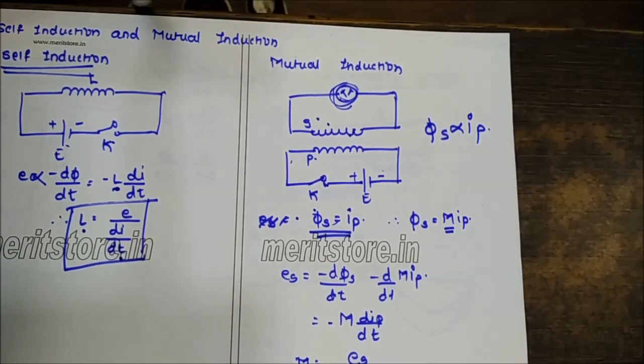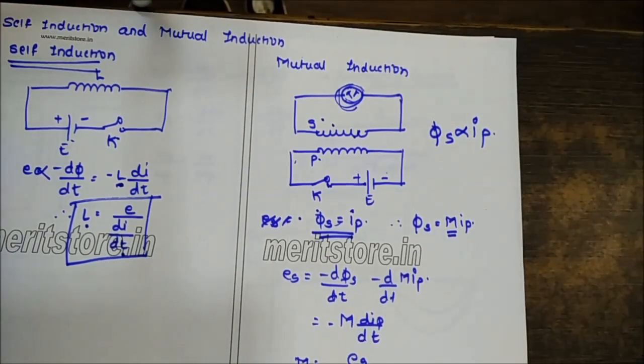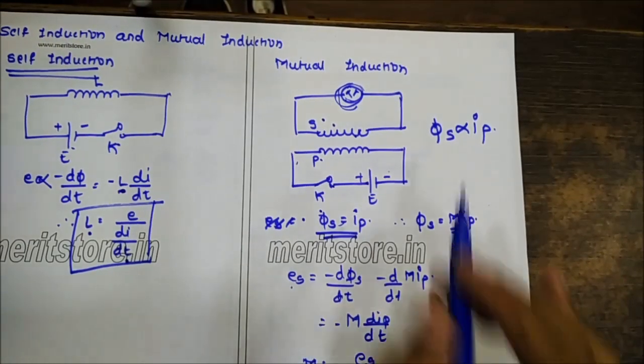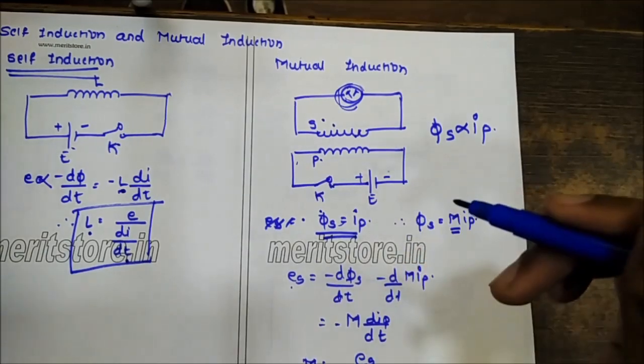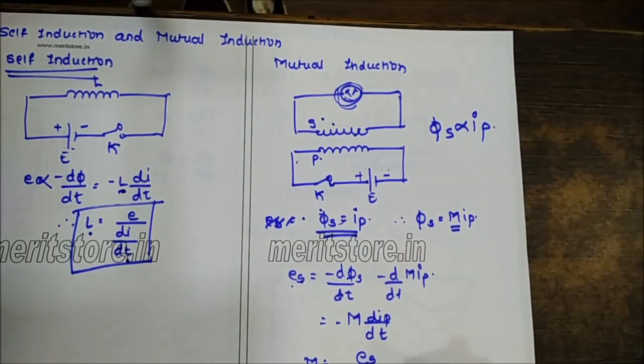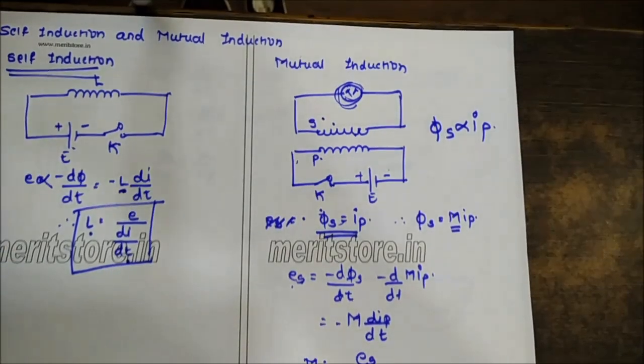Okay, and that coefficient of mutual induction we can get the value to be M equals ES upon dIP upon dt, where ES is the EMF induced in the secondary coil, upon dIP upon dt.